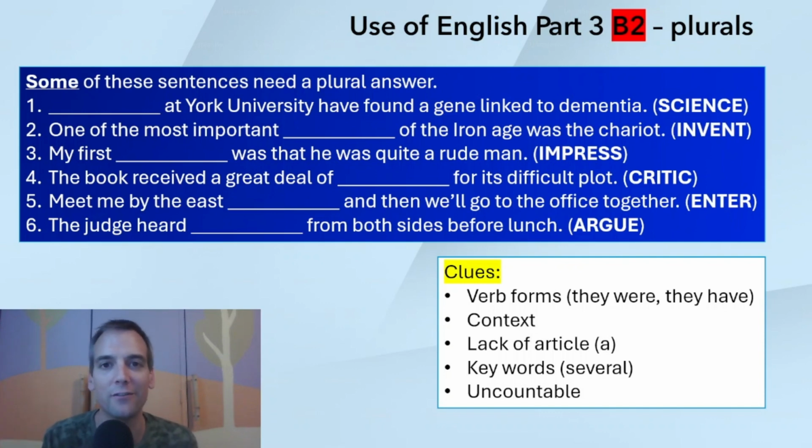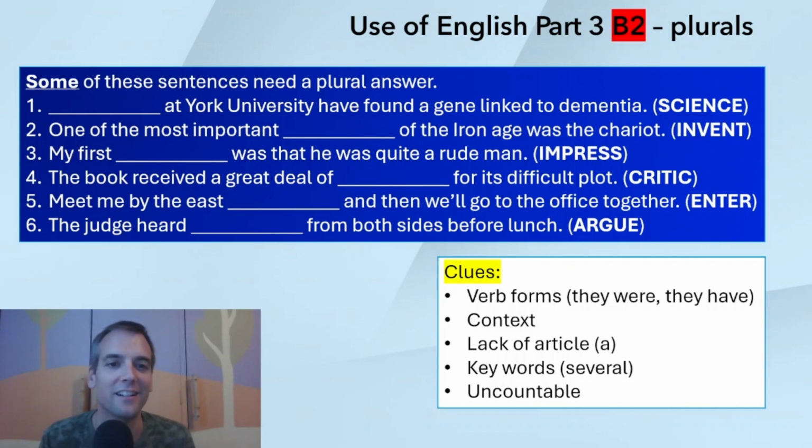Here on use of English Part 3, all you need to do is make sure you put an S on when you have to do it, because the sentence needs a plural. And you can see in my clues, they will give you the clue if a plural is needed. If it says they were, they have, they is plural. Context of a sentence, there's no article, there are keywords like several, or if the noun that we're talking about is uncountable, then it's going to be the plural, depending on how we use it, right? Singular or plural. Normally singular.